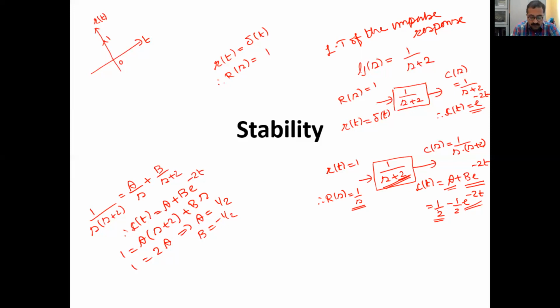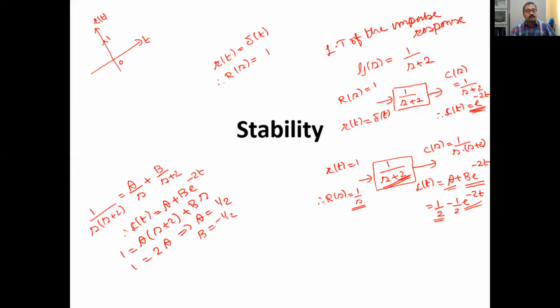Okay, or in other words, the natural response, impulse response, or transient response are all one and the same. So you can see here that the transient response is the same as the impulse response.